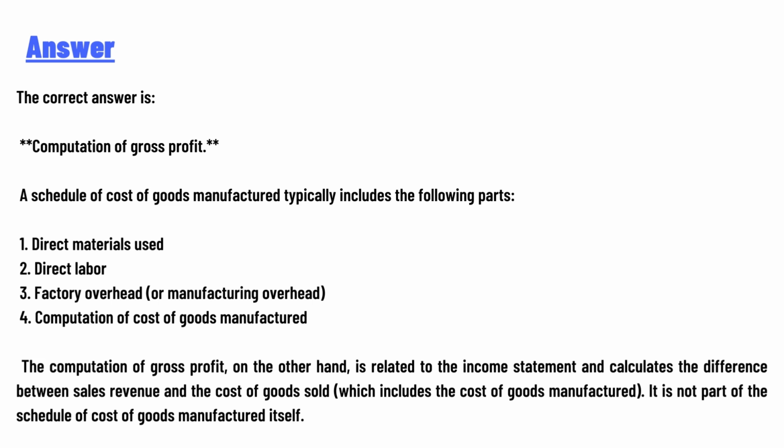The computation of gross profit, on the other hand, is related to the income statement and calculates the difference between sales revenue and the cost of goods sold. It is not part of the schedule of cost of goods manufactured itself.